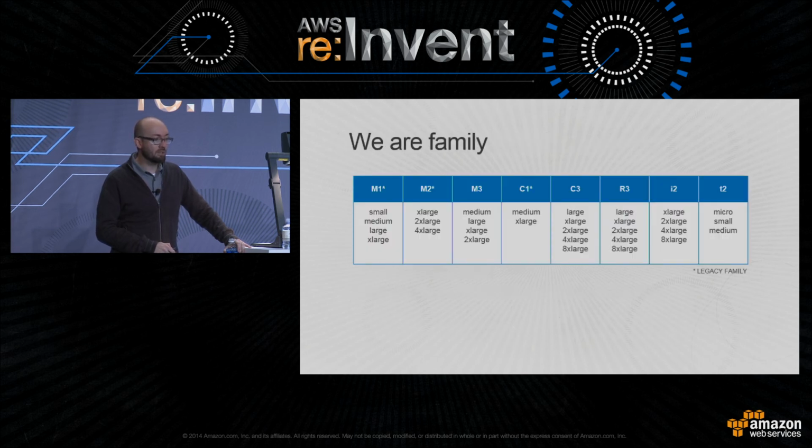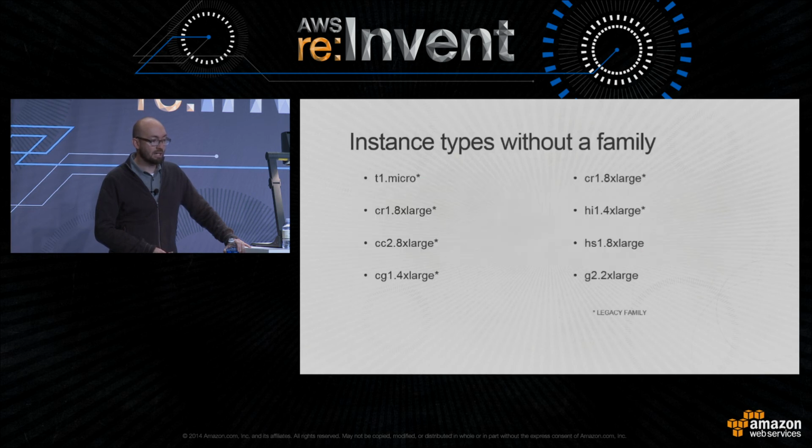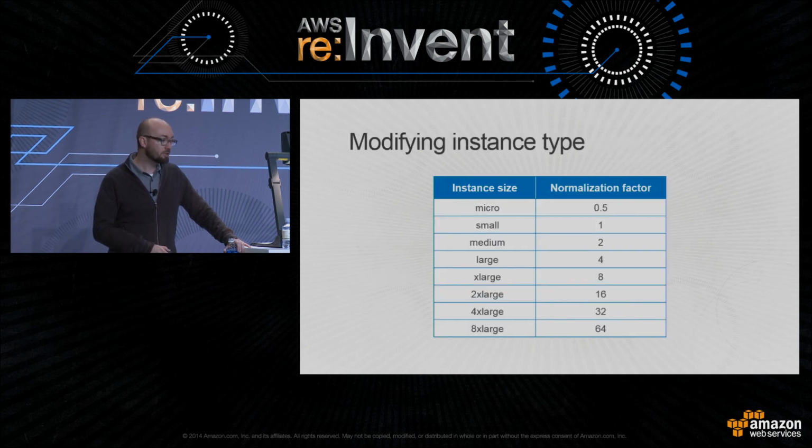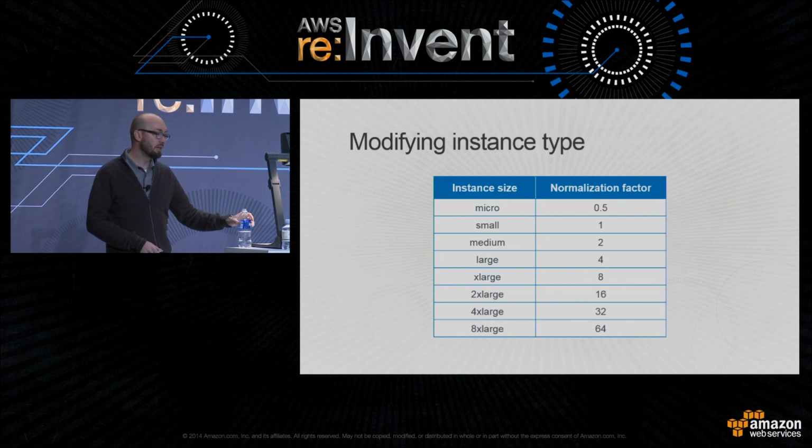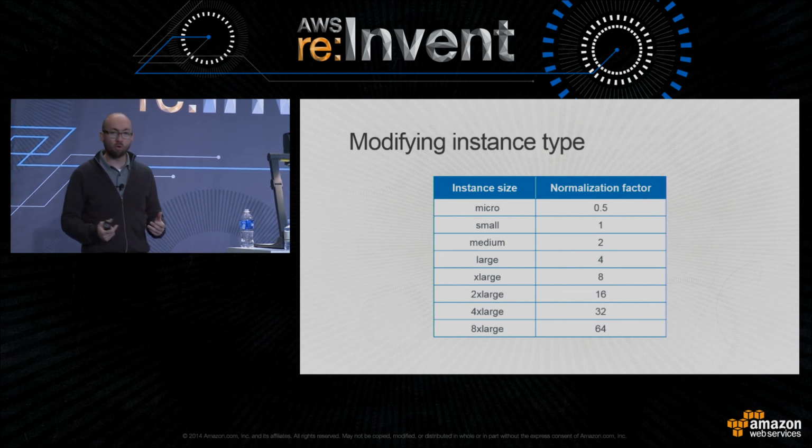You're going to modify within a family. So each column here represents a family, M1, M2, M3. And you can see a fair number of these, 3 of them are actually legacy families. There are some instance types that don't have a family. The good news is 6 out of the 8 of these are legacy instances. So over time, you're going to have fewer and fewer orphans. And you won't have to deal with this as much, and we'll have more flexibility when it comes to modifications. So the way modifications work, if you're not familiar, is each instance type has a normalization factor.